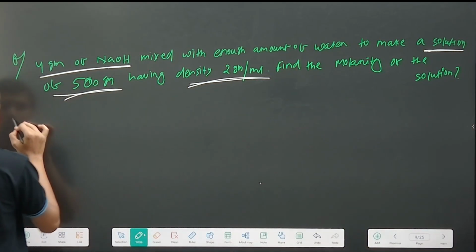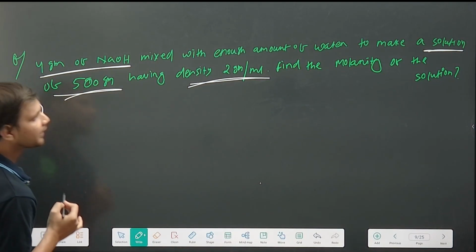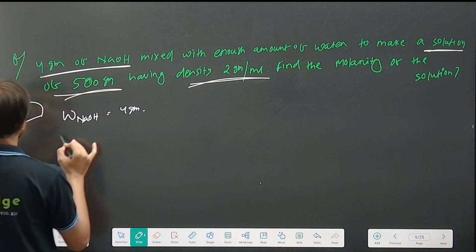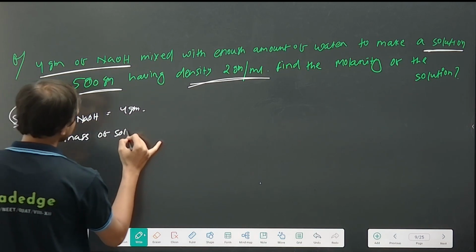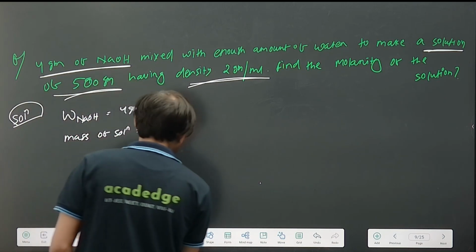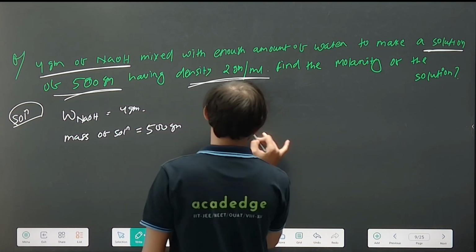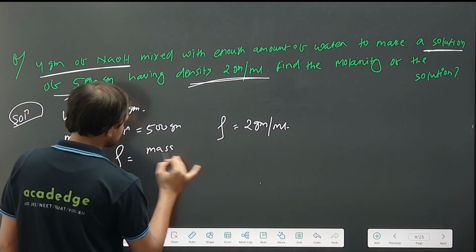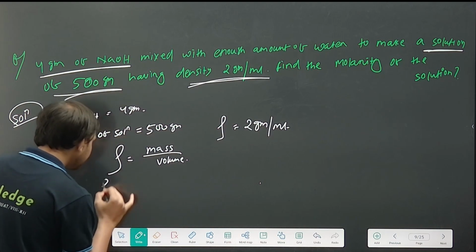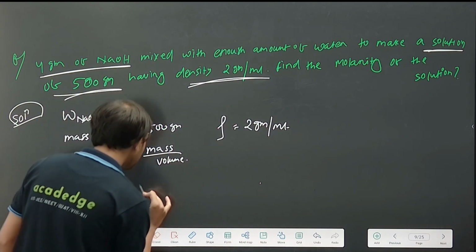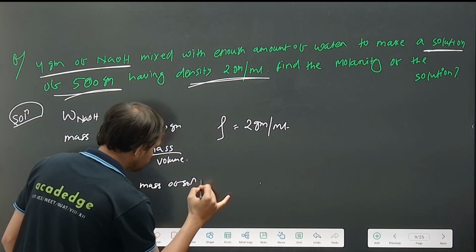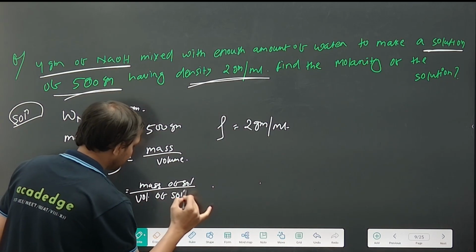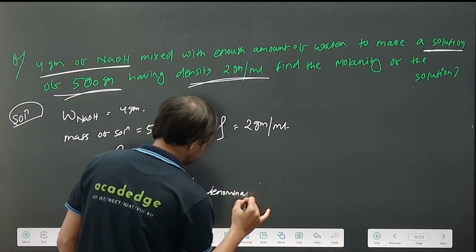So here, in order to find the solution, let's write what is given to you. The mass of sodium hydroxide is given as 4 gram, right? And the mass of solution is given as 500 gram, and along with that the density of the solution is given as 2 gram per ml. And we know that the density of the solution is given as mass by volume, isn't it? So I will take the mass of solution in the numerator, by the volume of solution in the denominator. Okay, now let's solve it.